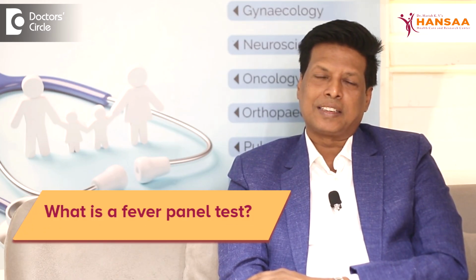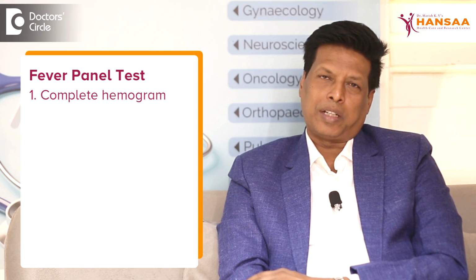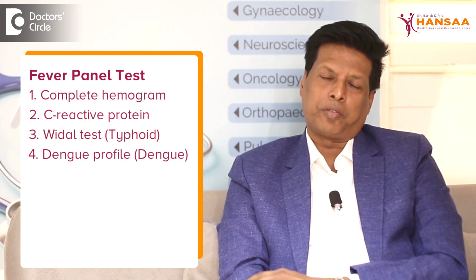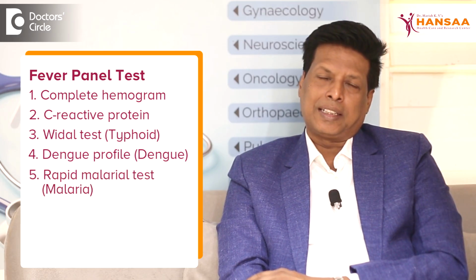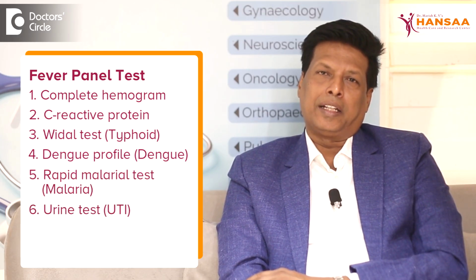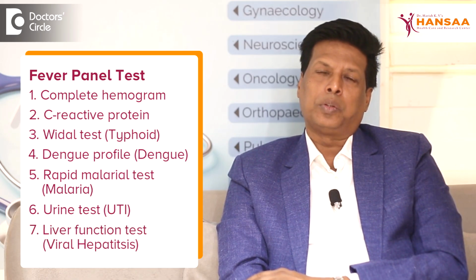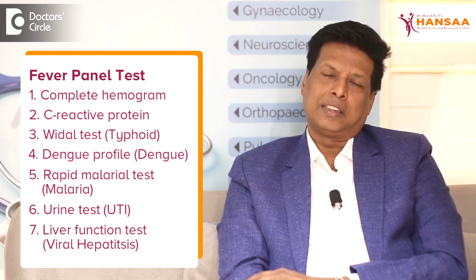Fever panel tests consist of a complete hemogram, CRP, Widal test for typhoid, dengue profile for dengue, rapid malarial test for malaria, and a urine test to rule out any urinary tract infections. We also do a liver function test to rule out any viral hepatitis.